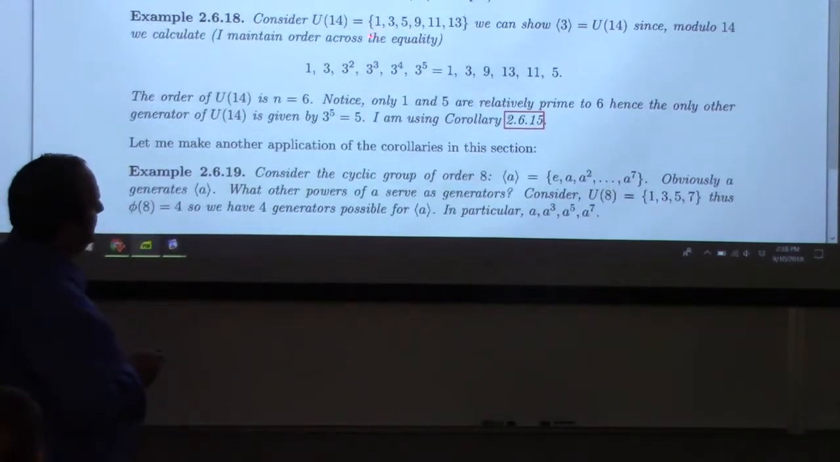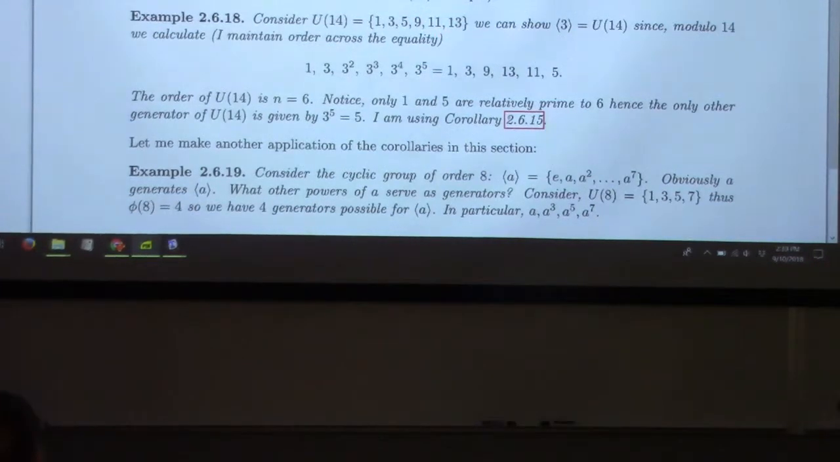U14, it's got your 1, your 3, your 5, your 9, your 11, and your 13. In fact, it is a cyclic group. You can show that 3 generates it. Like 3 to various powers mod 14 generate this list: 1, 3, 3 squared, 3 cubed, 3 to the 4th, 3 to the 5th. In fact, mod 14 these are 1, 3, 9, 13, 11, and 5. Great. So that's everything. That means that, in fact, U14 is a cyclic group.